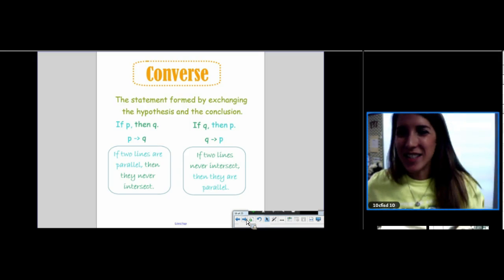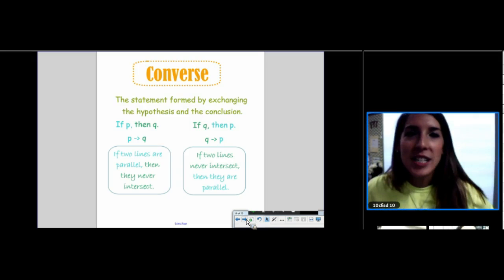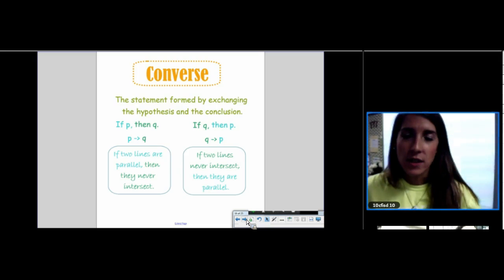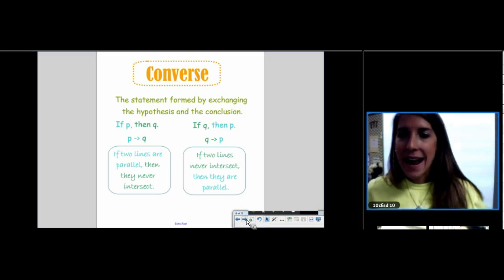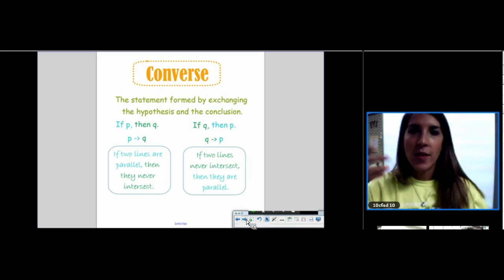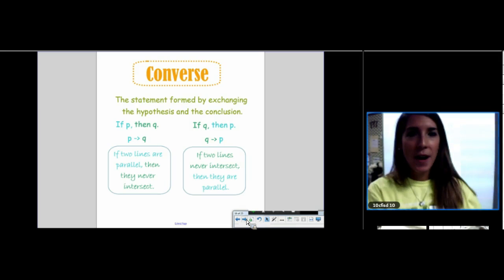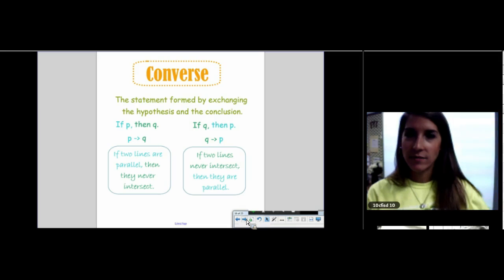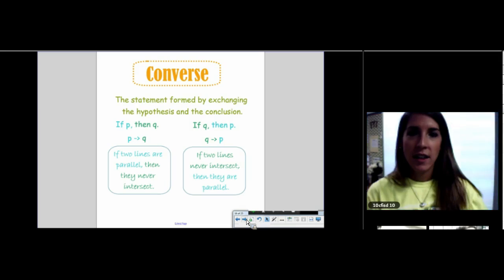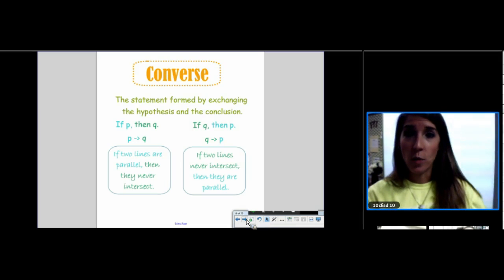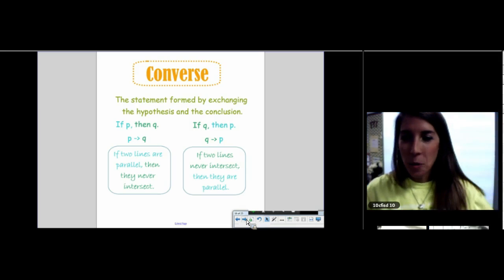Okay. Converse. This is when you reverse the statement. Converse, reverse. The converse is the statement formed by exchanging the hypothesis and the conclusion. If it is cloudy, then it will rain. If it rains, then it is cloudy. If you do your homework, then you will get an A. If you get an A, then you did your homework. You are just trading places with the hypothesis and the conclusion. Or the shoe company Converse, short.